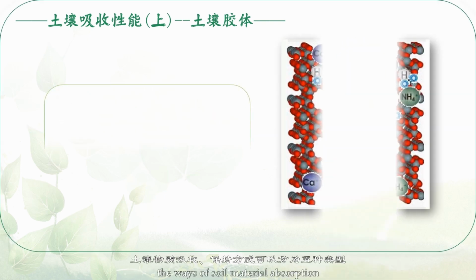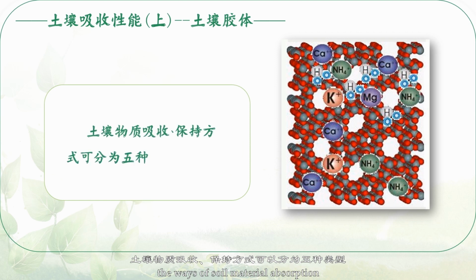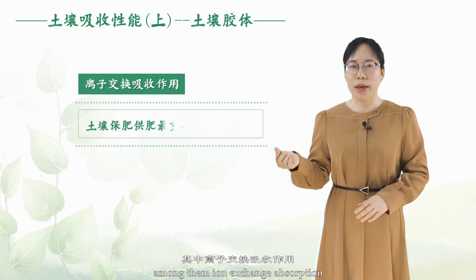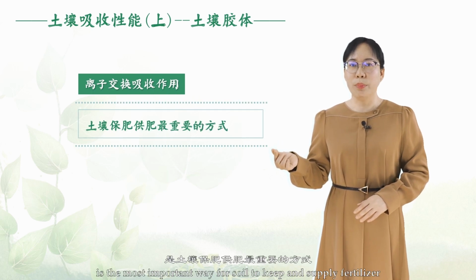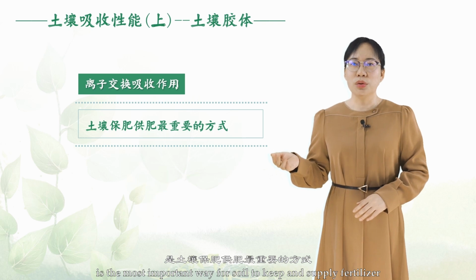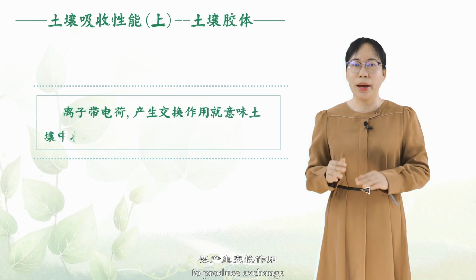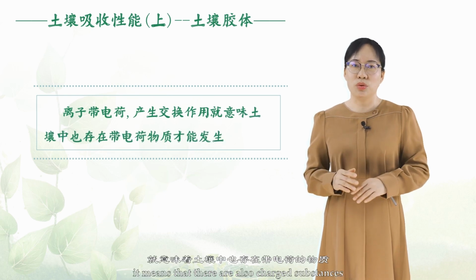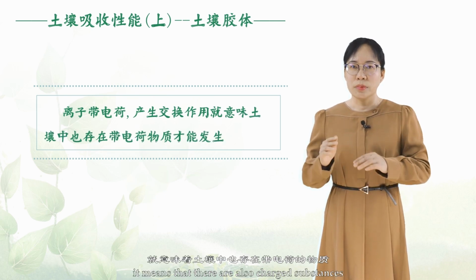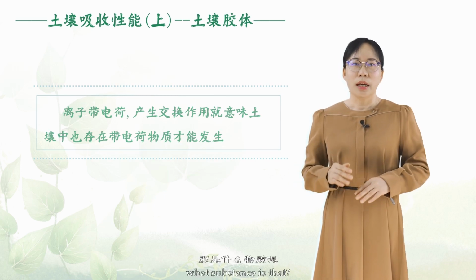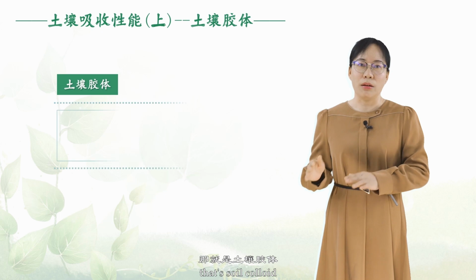The ways of soil material absorption and retention can be divided into 5 types. Among them, ion exchange absorption is the most important way for soil to keep and supply fertilizer. Ions are charged to produce exchange. It means that there are also charged substances in the soil. What substance is that? That's soil colloid.